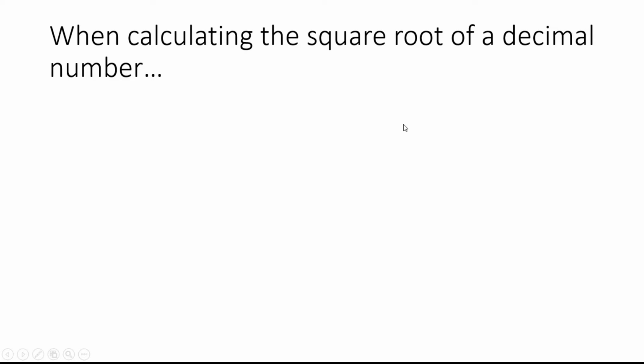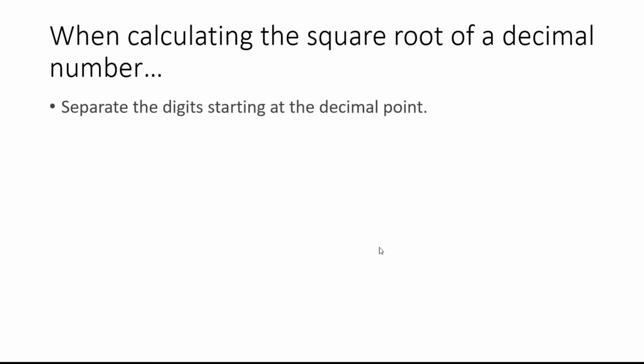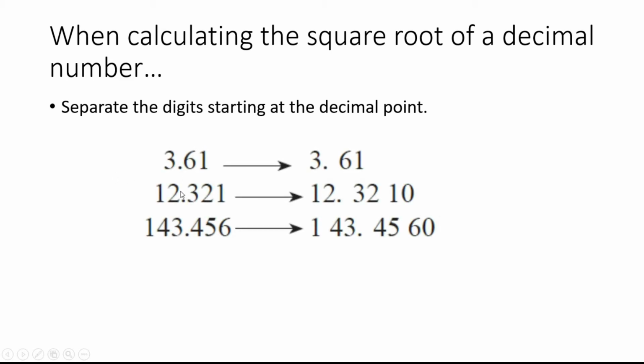When calculating the square root of a decimal number, separate the digits starting at the decimal point. As shown here, the first one 3.61. You separate 3 and 61. 12.321. You separate starting from the decimal point towards the left 12, towards the right you get 32 and 10. In 143.456 you separate it as 1, 43.45 and 60.